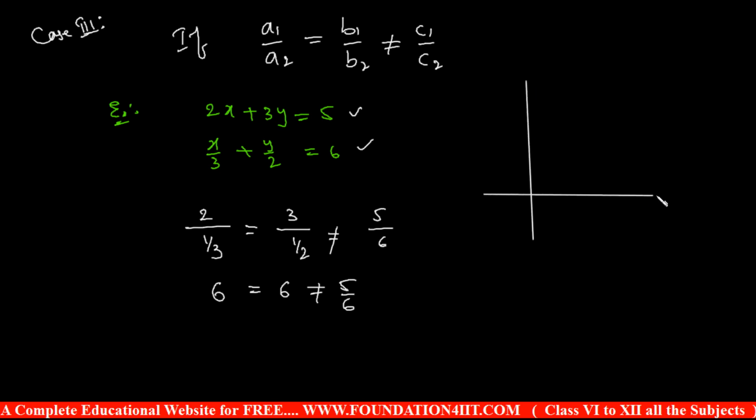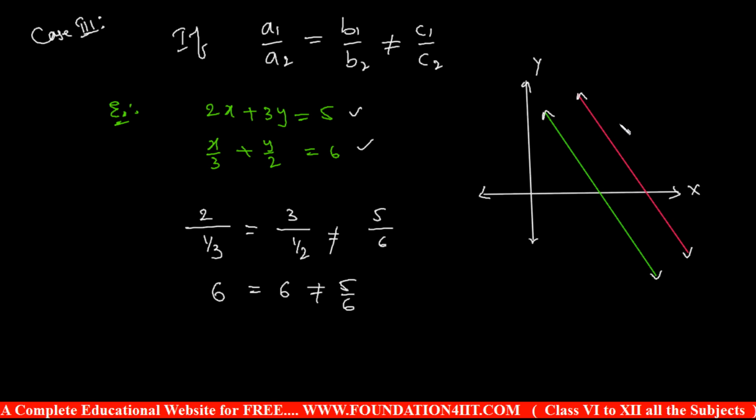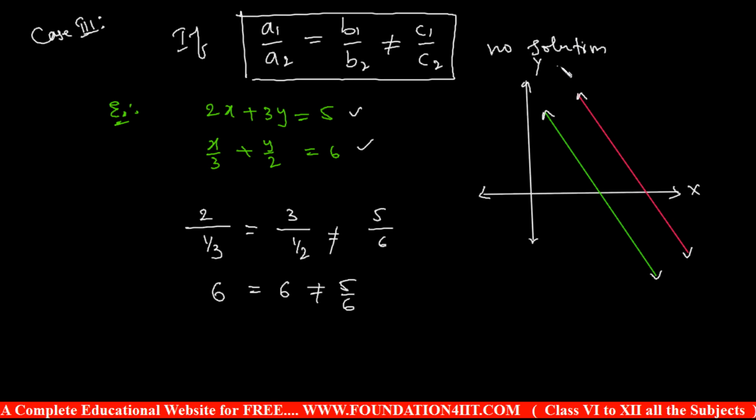According to this, if you draw the graph for both linear equations on the x-axis and y-axis, we'll get two parallel lines. For one equation you get one straight line, and for the other equation you get one more straight line, but they will be parallel, so they will never intersect. In this example, there is no intersecting point. These two are parallel lines, so there is no common solution for this.